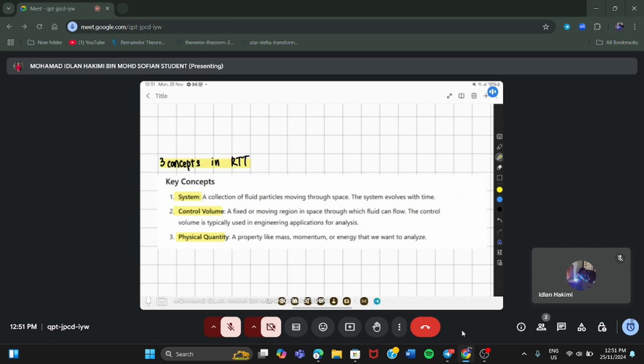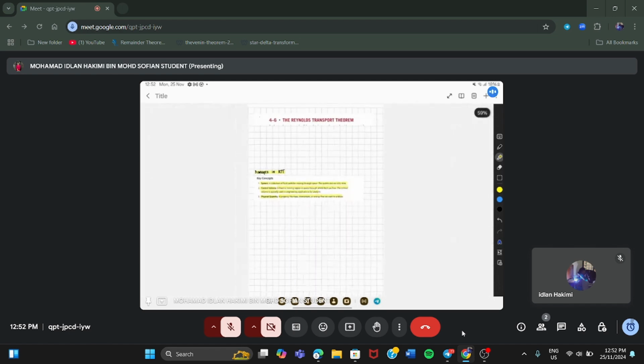The first one, a system, is a collection of fluid particles moving through space. The system involves time. The control volume is a region in space through which fluid can flow. The control volume is typically used in engineering applications for analysis, and the physical quantity, like mass, momentum, or energy, is what we use to analyze.